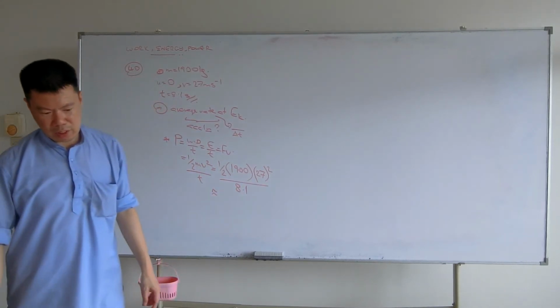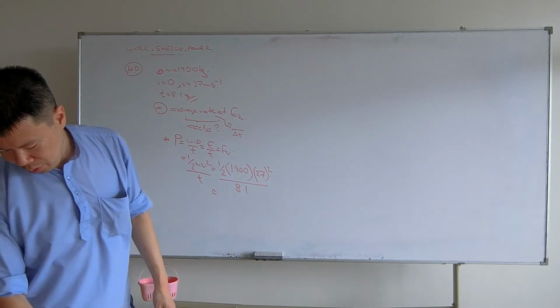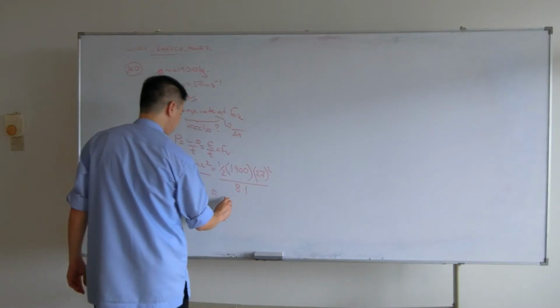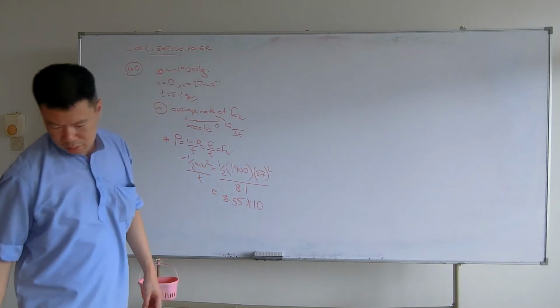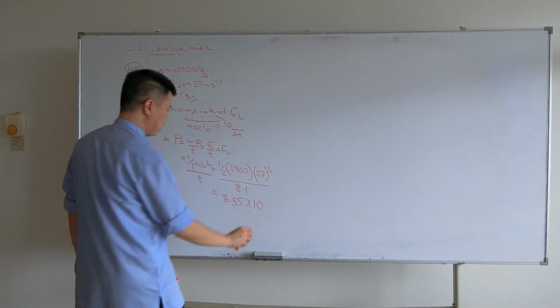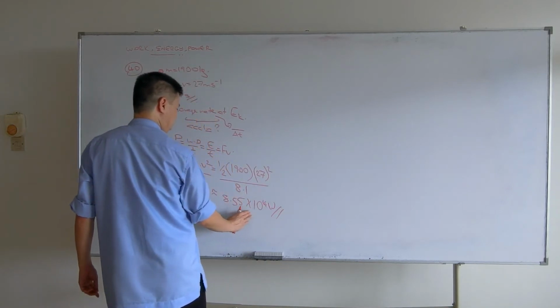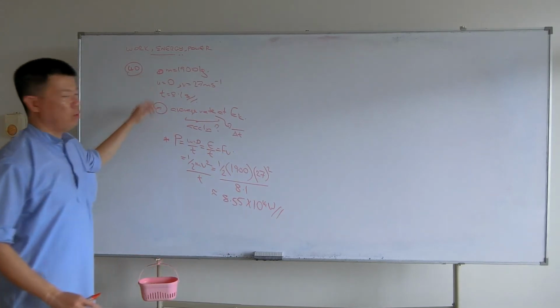So please use a calculator, and hopefully by the time you unpause this video, you should get a value of around 8.55 times 10 to the 4 watts. And what does it mean again? It means that 8.55 times 10 to the 4 joules is used for every second to power this vehicle.